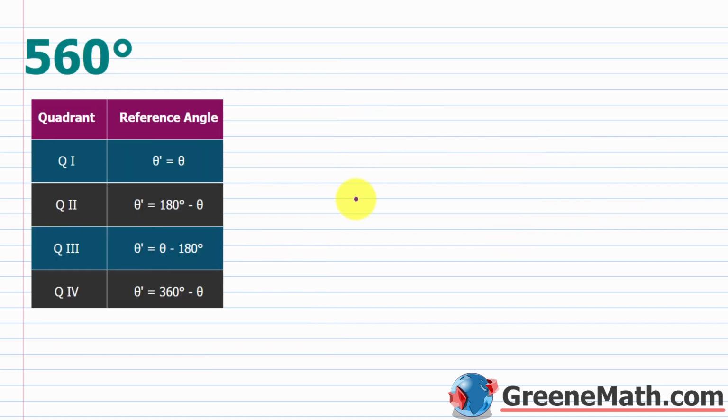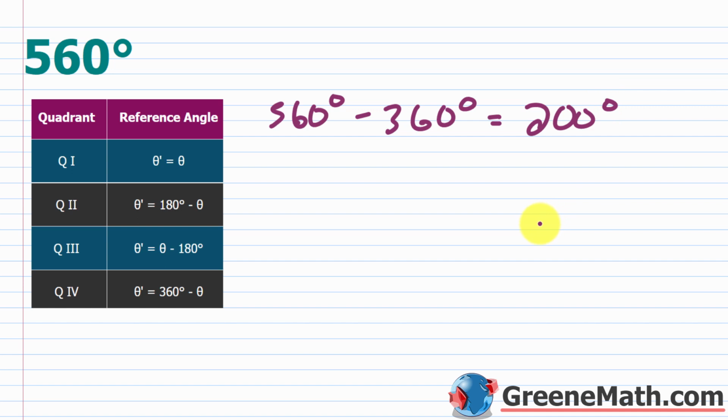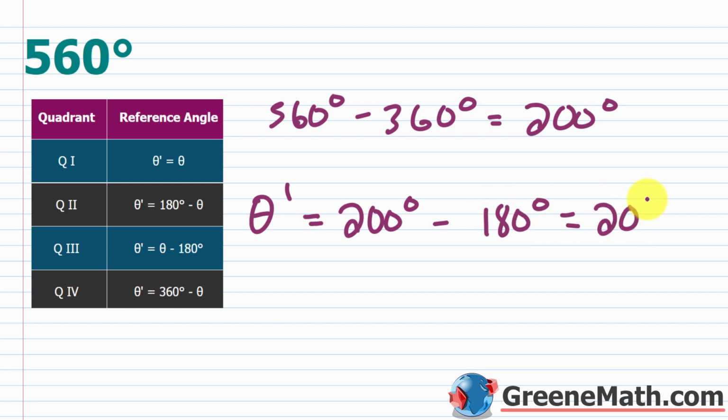All right, let's look at one more. So now we have 560 degrees. And again, I would find the coterminal angle that's between 0 degrees and 360 degrees. So 560 degrees, let's say minus 360 degrees, and that's going to give me exactly 200 degrees. So this angle right here is going to be in quadrant 3. So in quadrant 3, we would say theta prime is theta, which is 200 degrees, minus 180 degrees. So my reference angle theta prime is 20 degrees.